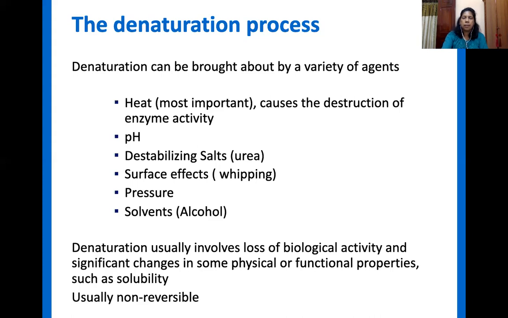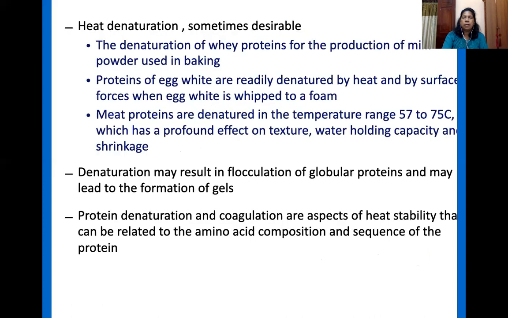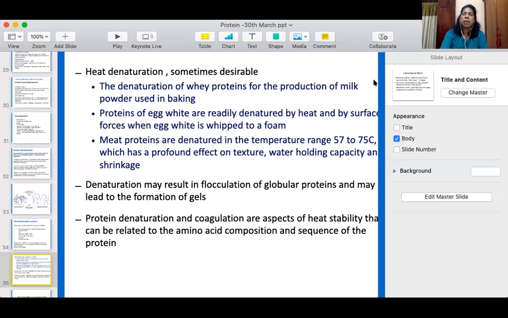Right, okay. Let's come to the heat denaturation. Sometimes it is desirable. So what is a desirable function of heat denaturation? It's the denaturation of whey protein for the production of milk powder used in baking. Normally we can say the denaturation of whey protein for the production of milk powder used in baking is a kind of desirable function.